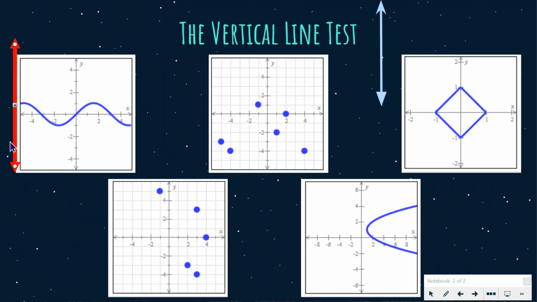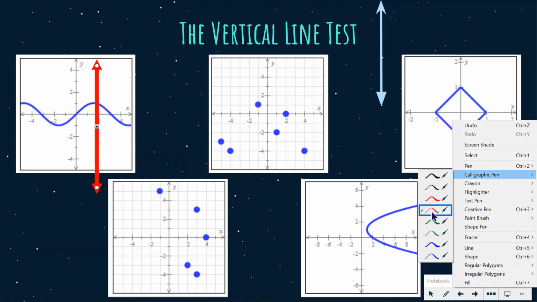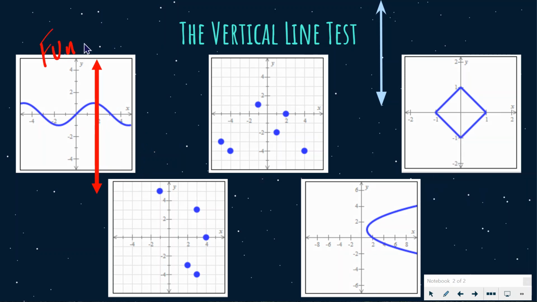I'm going to use this line and really just pass it over the entire graph, just going from left to right. I can see that it's just gradually flowing up and down, but it only hits 1 point at a time. This never intersects with 2 points on this blue line at the same time. That passes the vertical line test, and it's a function.